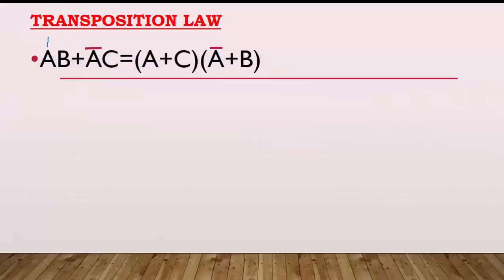Transposition law is first and 4 and 2 and 3, so we name it 1, 2, 3 and 4. So you'll get a plus c, a bar plus b.